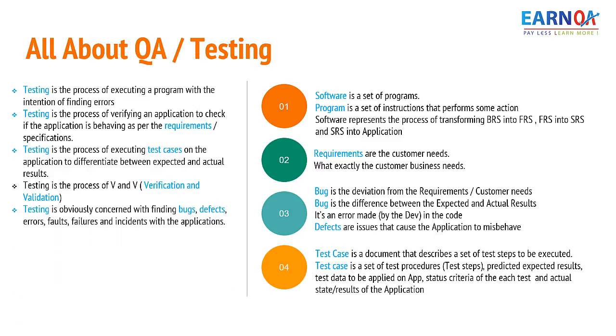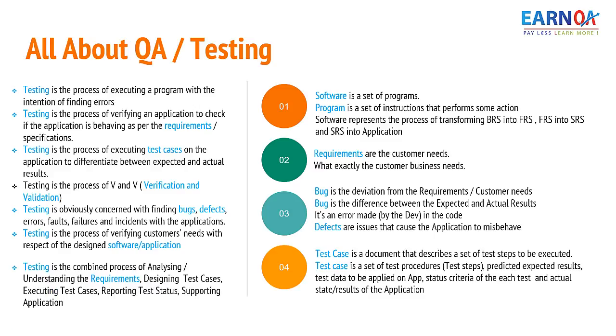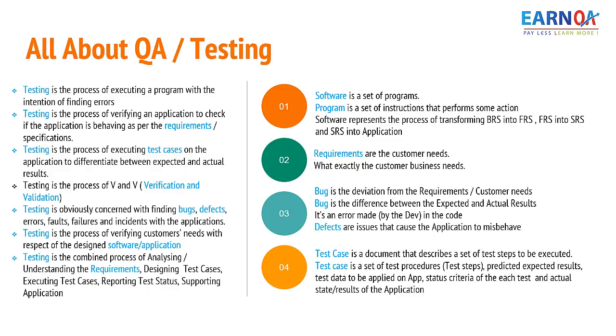So there are so many definitions. I don't need to give you detail about each and everything because I already gave a broad understanding about QA. You can fix any definition; whichever definition we talked about so far could match you. But I summarize: testing is the process of verifying an application to check if the application is functioning as per the requirements. Or testing is the process of executing test cases on the application to differentiate between the expected and actual results. Or testing is the process of verification and validation.